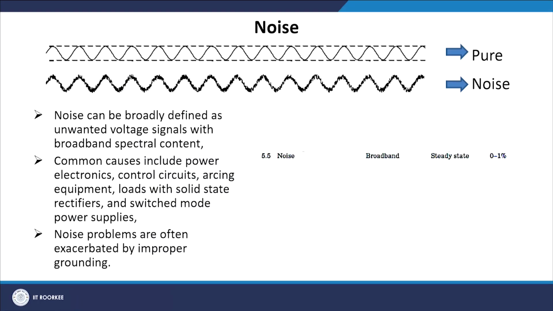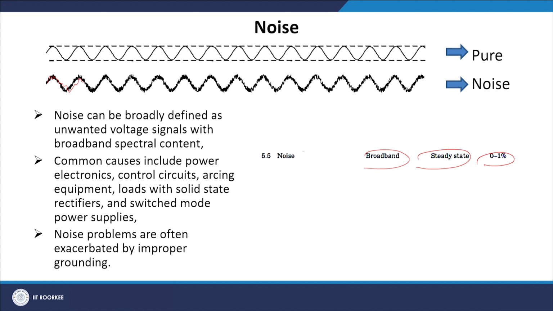Next one is noise. So noise can be broadly defined as unwanted voltage signals with broadband spectral content. So each signal you will see has a spectral content. Common causes include power electronics, control circuits, arcing equipment, loads with solid state rectifiers and switched mode power supplies. Noise problems are often exacerbated by improper grounding, and you could see that the noise which is broadband and steady state varies between 0 to 1%. So the signal you can say is full of noise, which is quite common in real time distribution systems.